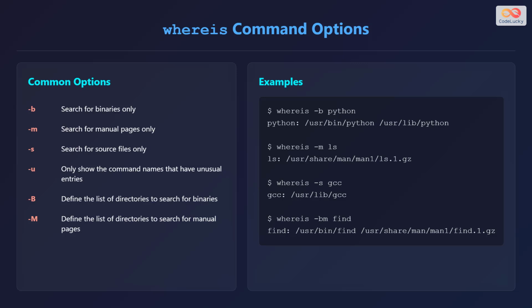The -u option shows only the command names that have unusual entries. The capital -B option allows you to define the list of directories to search for binaries, and the capital -M option allows you to define the list of directories to search for manual pages. Additionally, you can combine options like -b and -m. For example, whereis -bm find will show both the binary and manual page locations for the find command.